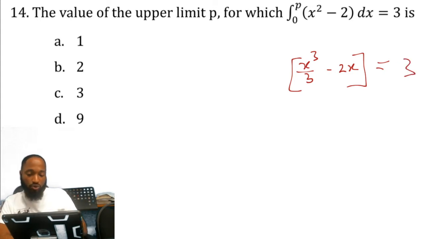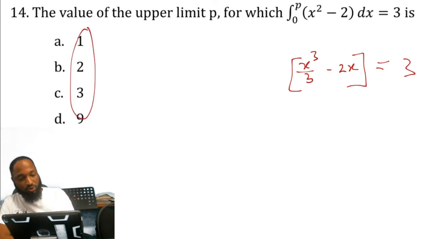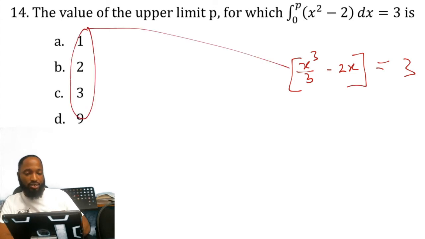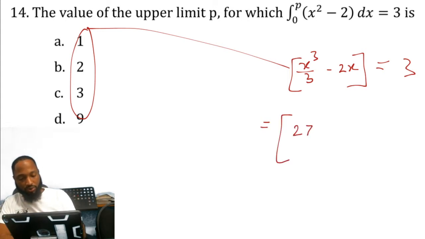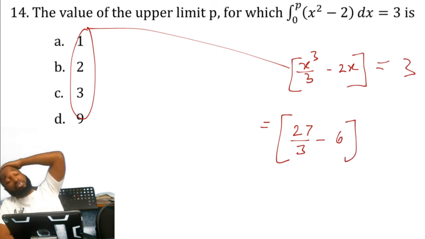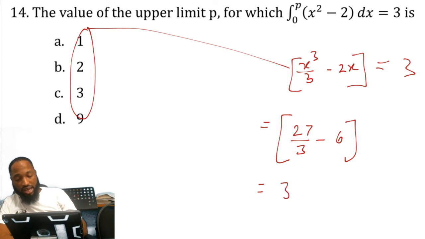So you need to see which one of these answers will give you 3. The best way to do this, to me, is to test the answers. It's not 1. 8 and 3 is not looking good. It's not 2. 9 will be too much. So you're looking at C. Now we try this. Equal to 3 cubed is 27 over 3 minus 6. 27 over 3 is 9. 9 minus 6 is 3. So yeah, the answer is C.